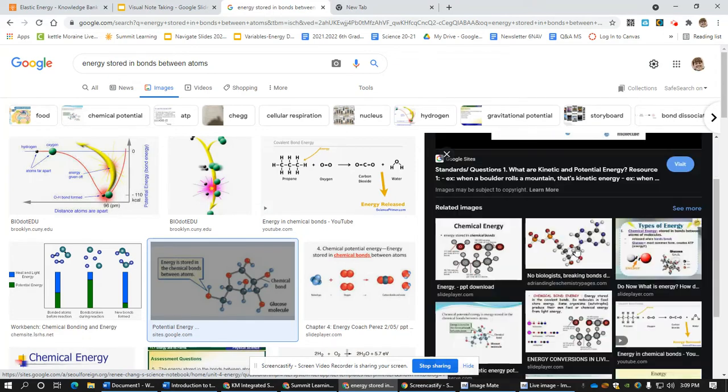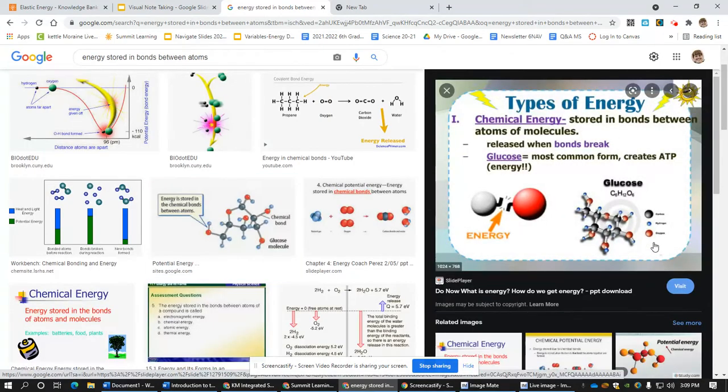And then I continue on and I look, oh, this one kind of seems helpful. So I click on this one. And it shows me that a bond is broken. And it mentions that when it's released, when the bonds break, energy gets released when these bonds actually break. Now I have an understanding of what they're talking about when they say a bond between two atoms.